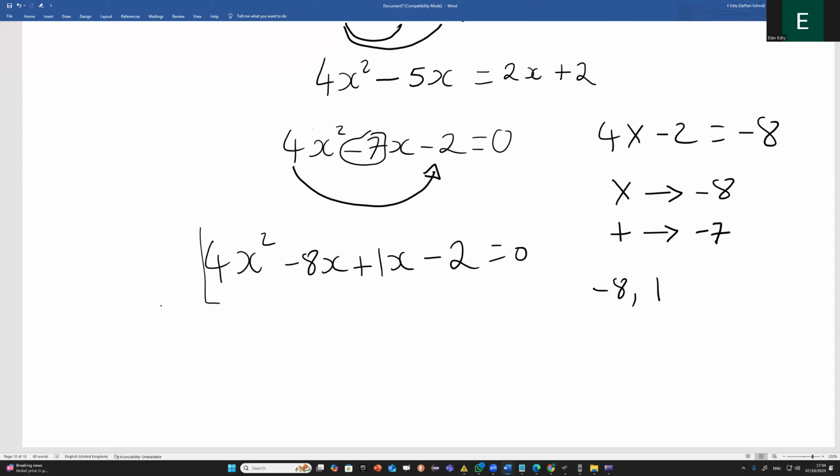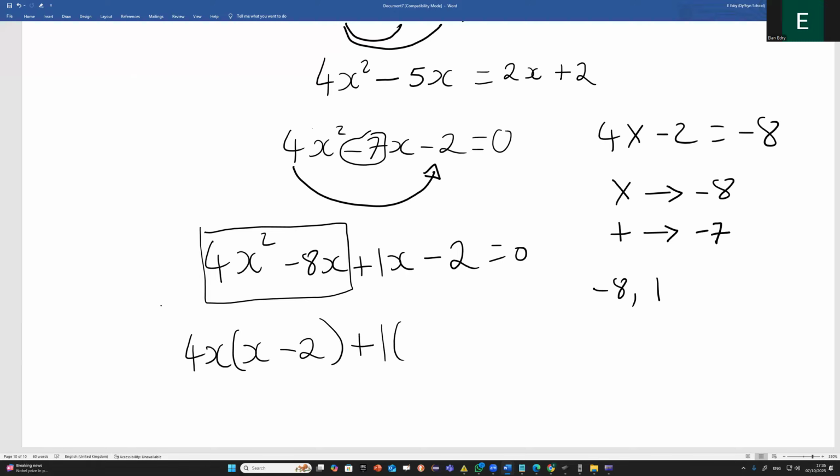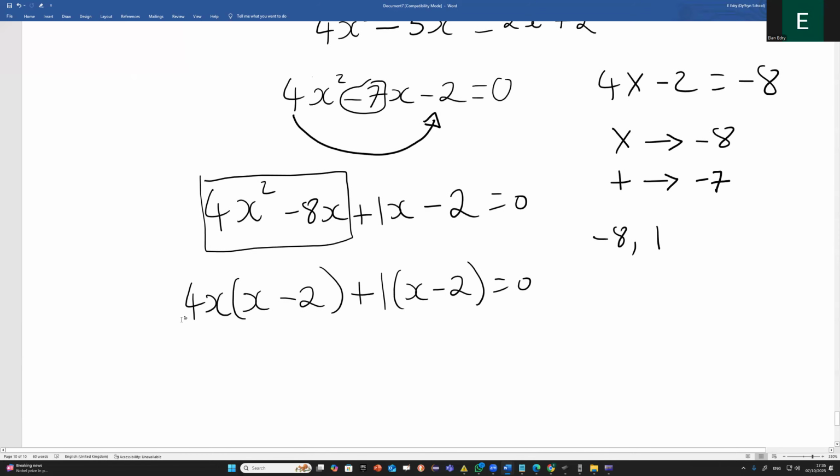Then you can do the double factorize. So how would you factorize 4x squared minus 8x? What would you take out? 4x. So you've got 4x bracket x minus 2. And then that's the same over there. So it'd be 4x plus 1, everything outside of the brackets, and then x minus 2.